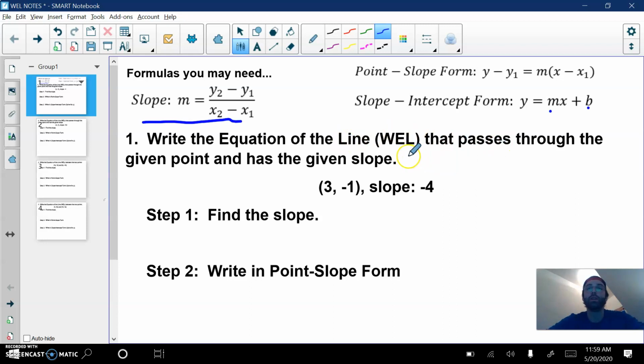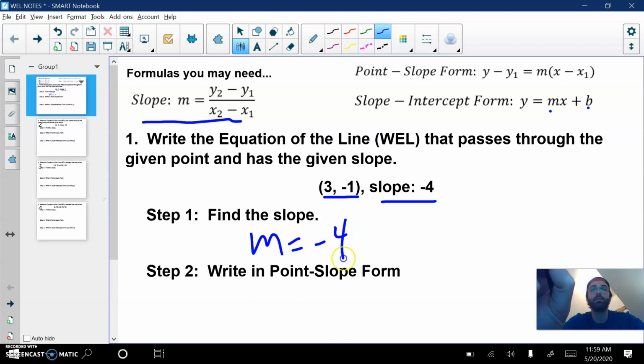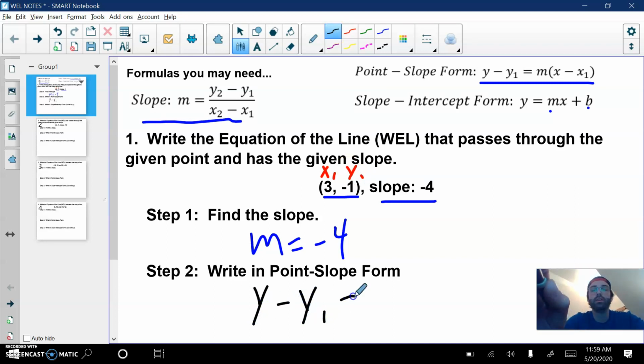Okay, so we're going to write an equation of a line that passes through the given point (3, -1) with a slope of -4. Step 1 is find our slope, but we know what our slope is. m equals -4. All right, write it in point-slope form. So here's point-slope form. I'm going to call this point x1, y1. I'm going to rewrite that point-slope form: y minus y1 equals m times x minus x1.